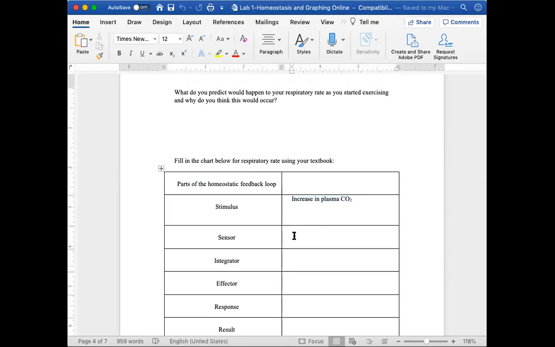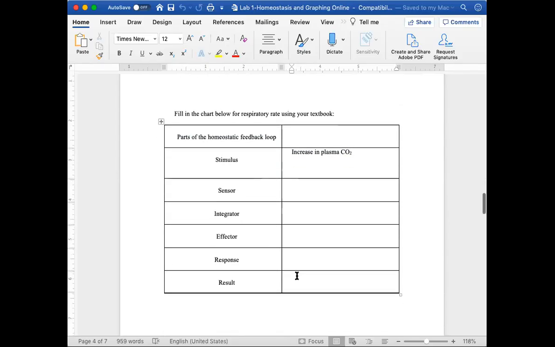So I want you to give me a sensor and a location. Again, integrator, effector, response, and result. This one might be a little bit more complicated or difficult to find. That's okay. You can look up the respiratory rate, it is going to be the chemoreceptor reflex.